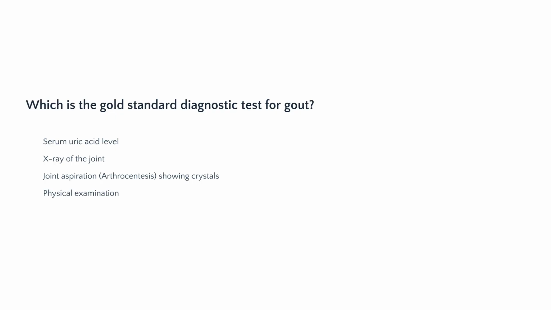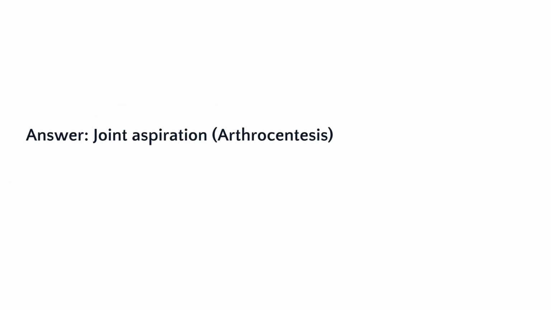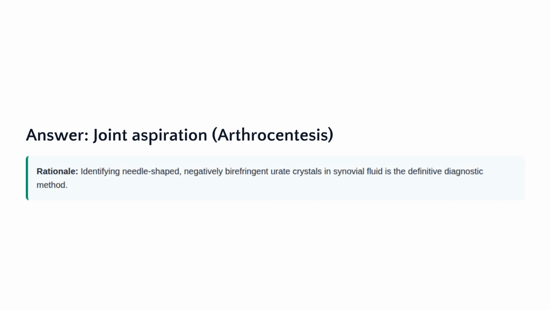Moving on, which is the gold standard diagnostic test for gout? Joint aspiration, or arthrocentesis, is the gold standard. Identifying needle-shaped, negatively birefringent urate crystals in synovial fluid confirms the diagnosis.